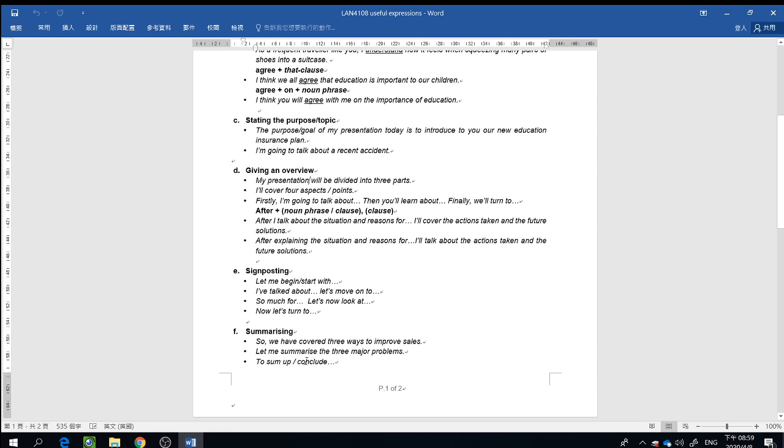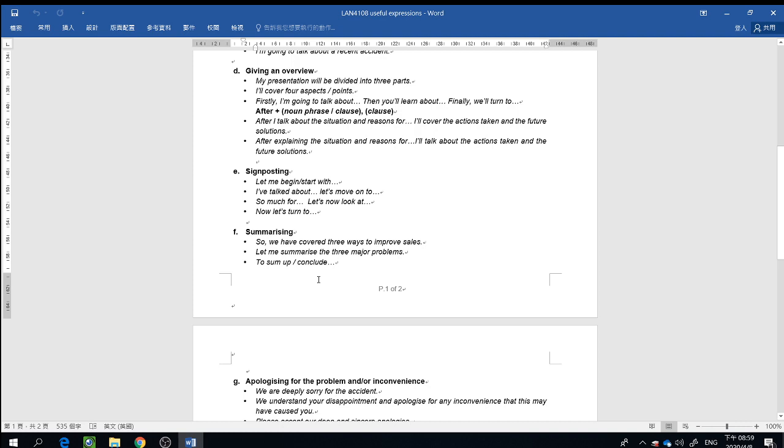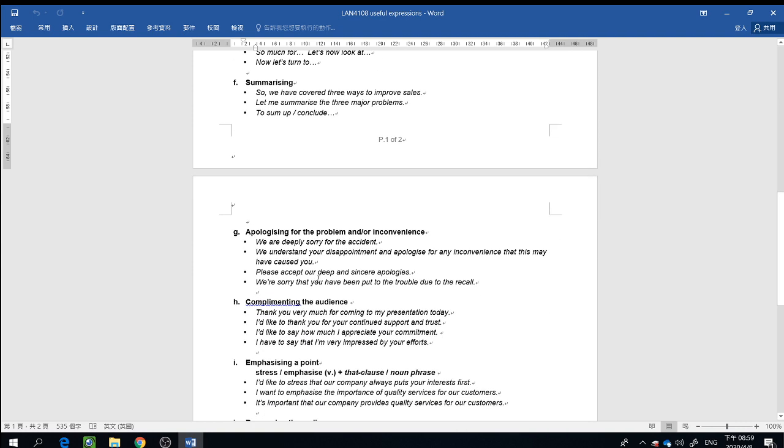And then you should make good use of the signposting words. Still remember what signposting words are? Firstly, secondly, thirdly. This will make it easy for your audience to follow and will make your presentation more comprehensive and more professional. And then don't forget to sum up. All right. If this is a task for you to say sorry, you should make use of all these words. If it is not a case of apologizing for a problem, then forget all this. So it all depends on the task sheet.